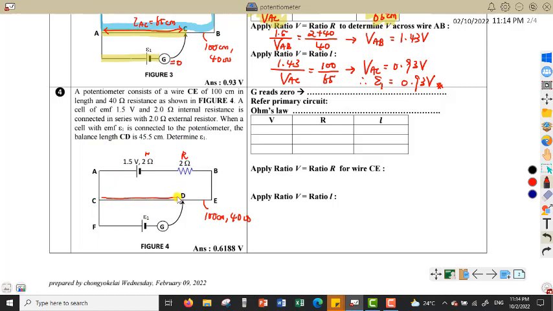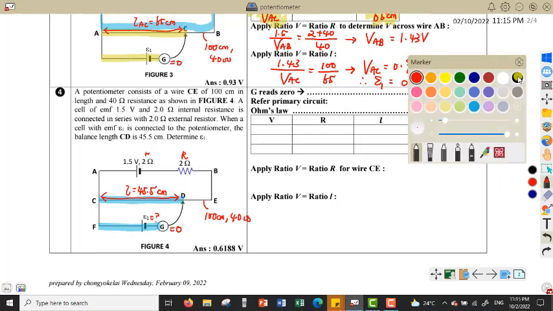So we find out that when our jockey tap is at a length of 45.5 cm, our G will read 0. So determine E1. We want to determine the value of the EMF E1. Again, we are going to apply the working principle for potentiometer. We understood when our G reads 0, the voltage E1 must equal the voltage across the balance length where the jockey tap is on the wire.